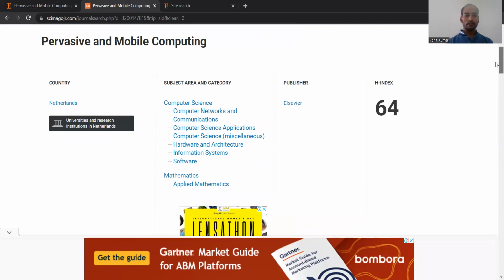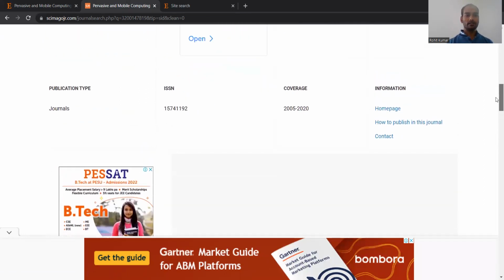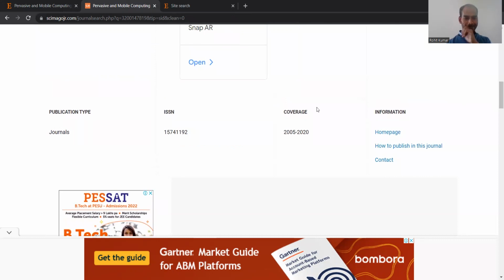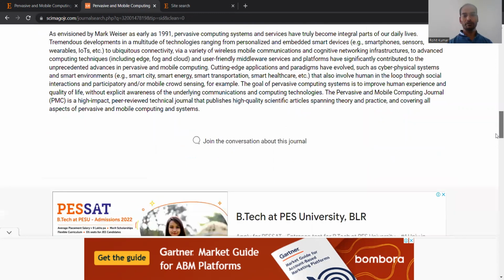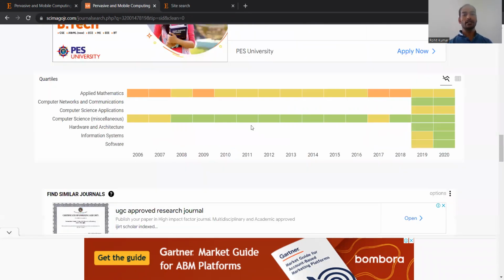Coming down here, you can see that the type is journal, and the coverage is from 2005 to 2020. Some basic links are provided. The scope we have already seen. Coming to the quartiles, you can see there are multiple quartiles, I think 6 or 7. And these quartiles were recently added, from 2019 onwards, I think.